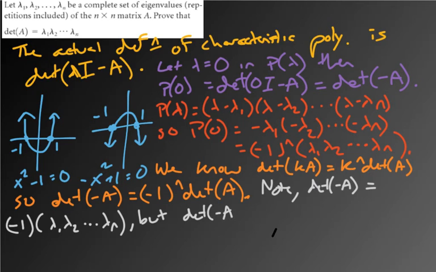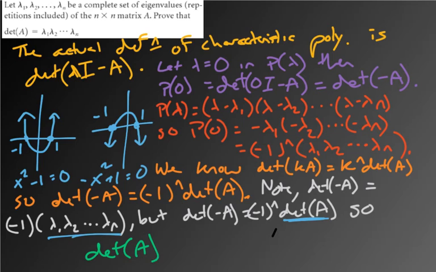Determinant of negative A also equals negative 1 to the n determinant of A. So if we just equate the parts here, we have determinant of A and the product of eigenvalues. So determinant of A truly does equal lambda 1, lambda 2, so on up to lambda n, which I think is a really weird, cool thing. Hopefully you do too. But if you think through this, I'm really not breaking any rules.